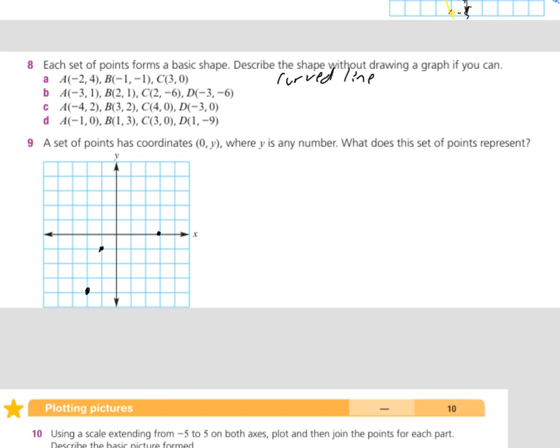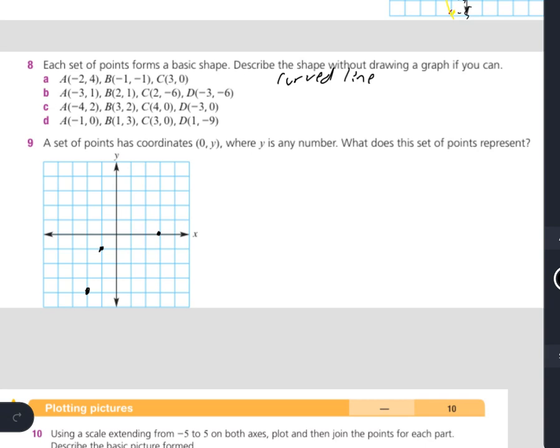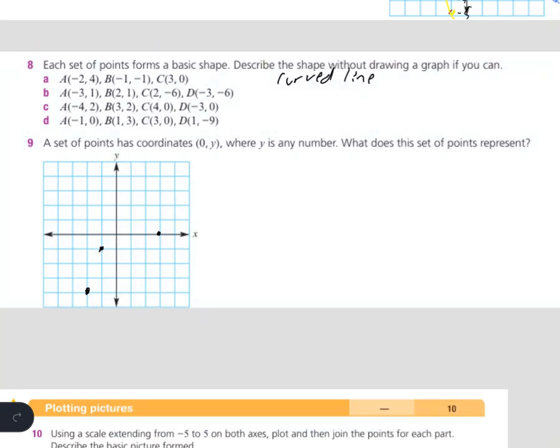Second one, let's go a different color. The second one is going to be minus 3, 1, 2, 3. So there, minus 1. Next one is going to be 2, 1. Next one is going to be 2, minus 6. 1, 2, 3, 4, 5, 6. That'd be out of picture. And the next one is going to be minus 3, minus 6. So minus 1, minus 2, minus 3, minus 6. That is an odd shape.